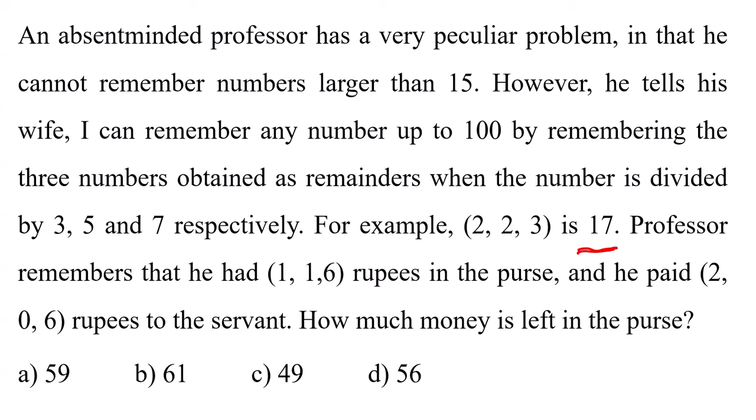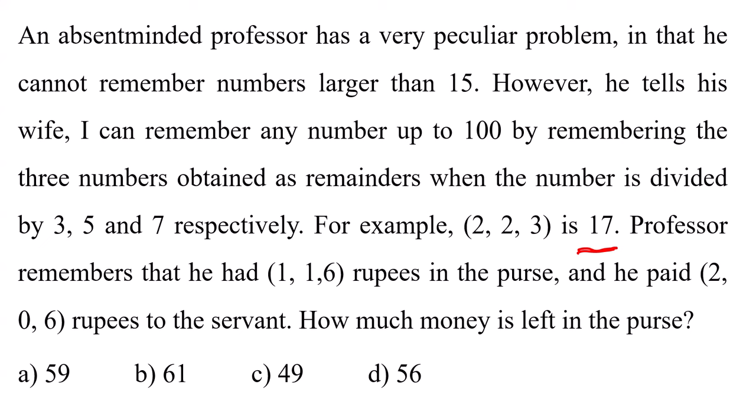So, he is having something in the pocket. It's definitely more than 15 for sure. And he has given some amount to the servant. That's also more than 15 because they're given in A, B, C format. A comma B comma C means he has more than 15 rupees and paid to the servant. He's having an amount more than 15, less than 100 as well. Now, the question: how much money is left in the purse? So you have something X in the purse, you spent Y, now the remaining is Z. What is Z is the question.